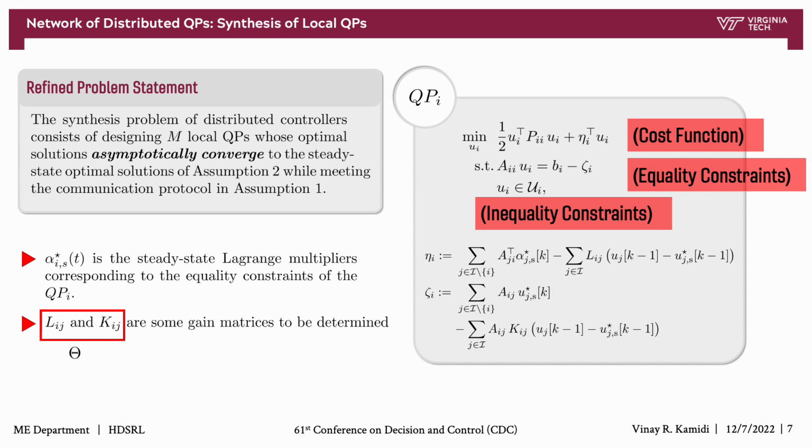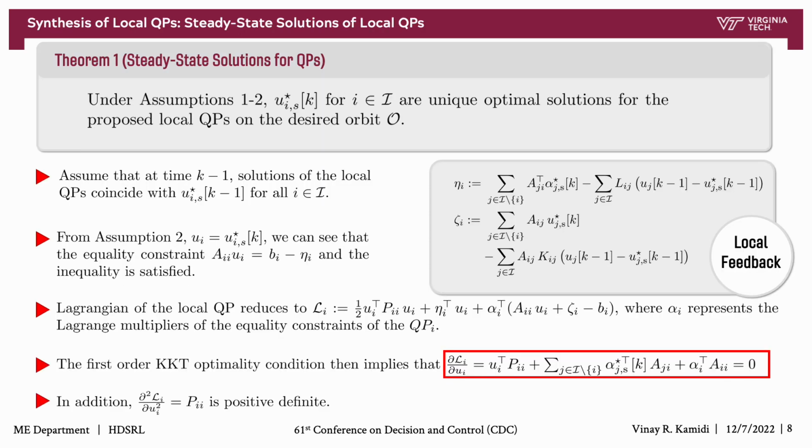It introduces gain matrices Lij and Kij. A formal tool will be introduced shortly to tune these parameters. For now, I encode the tunable parameters in the vector theta. Before I provide a tool for the proper selection of the parameter vector theta, I want to establish that the steady-state solution available to me is the unique optimal solution of the proposed local QP.